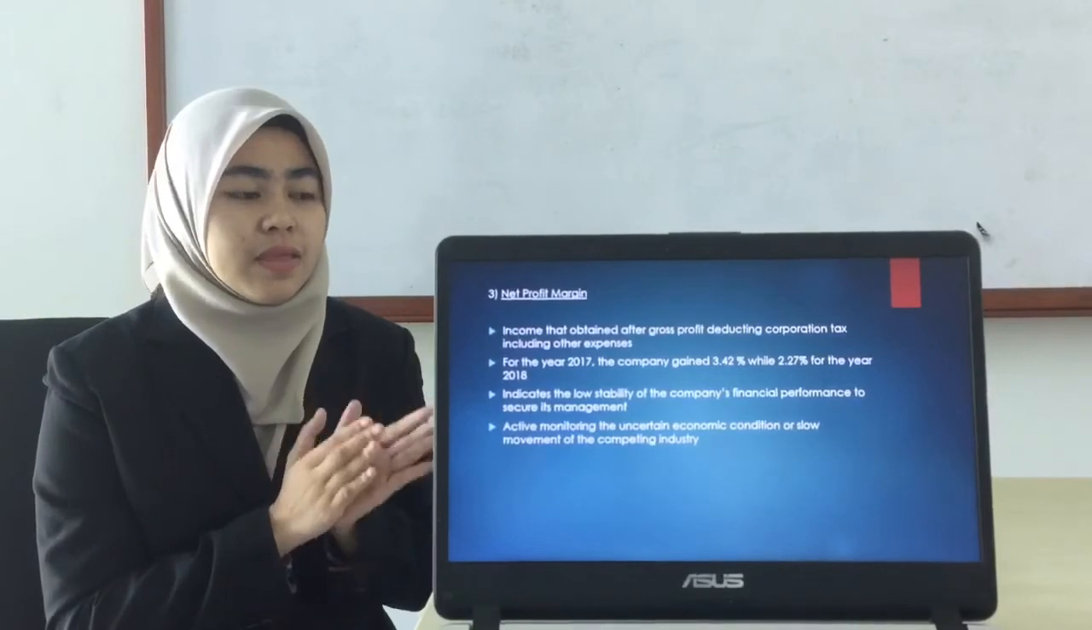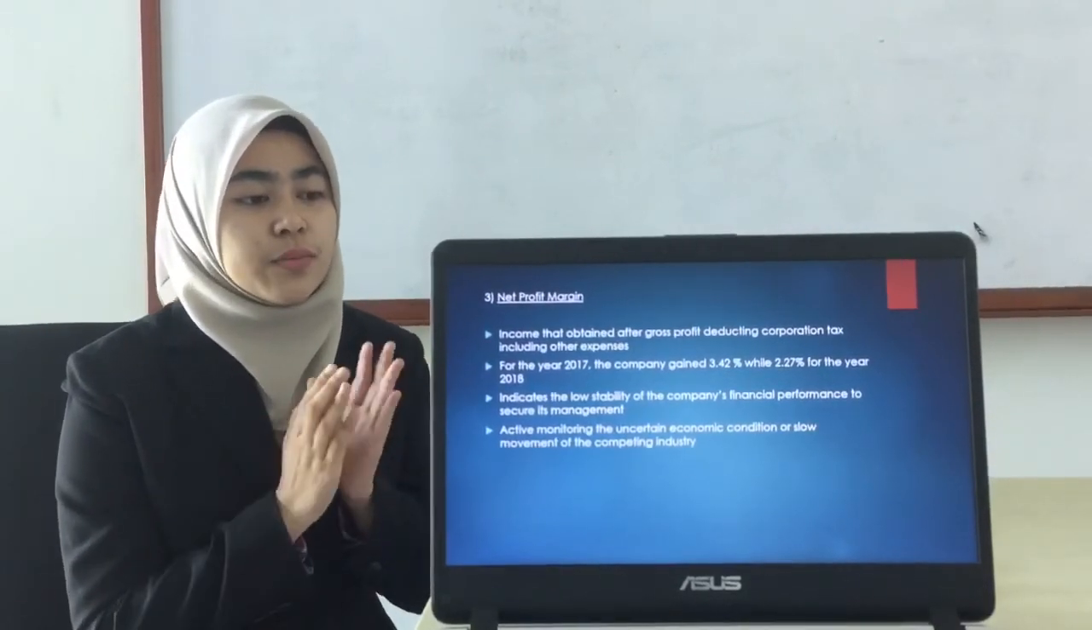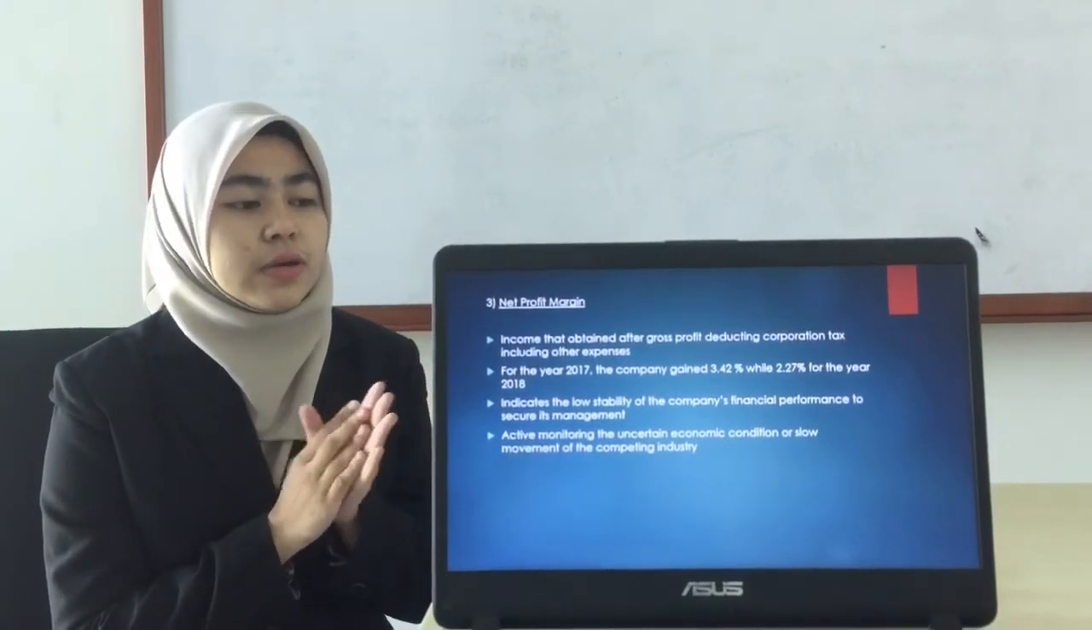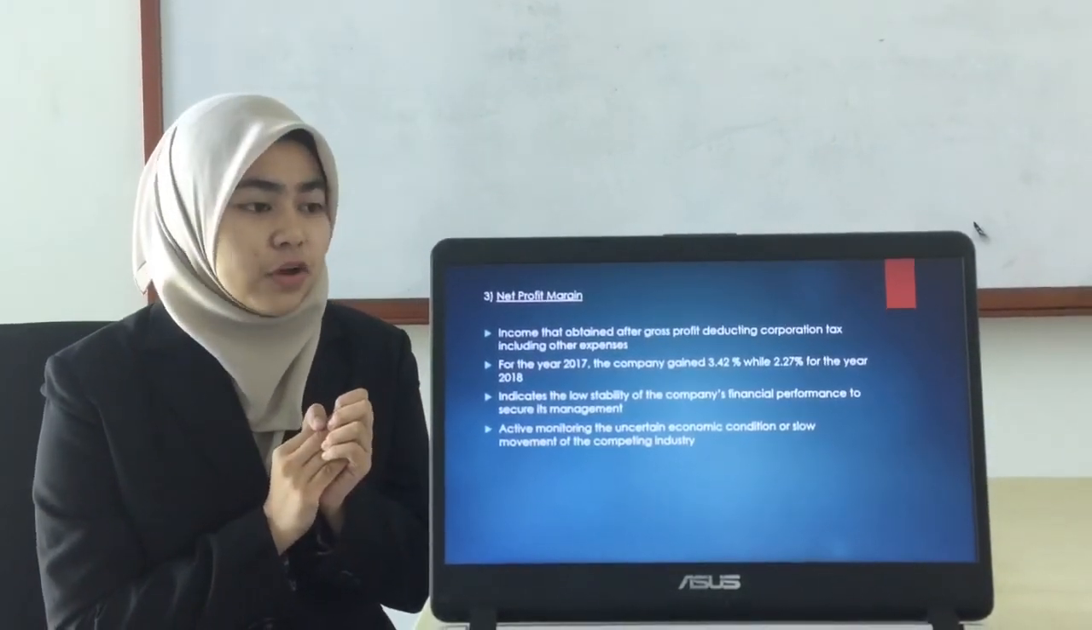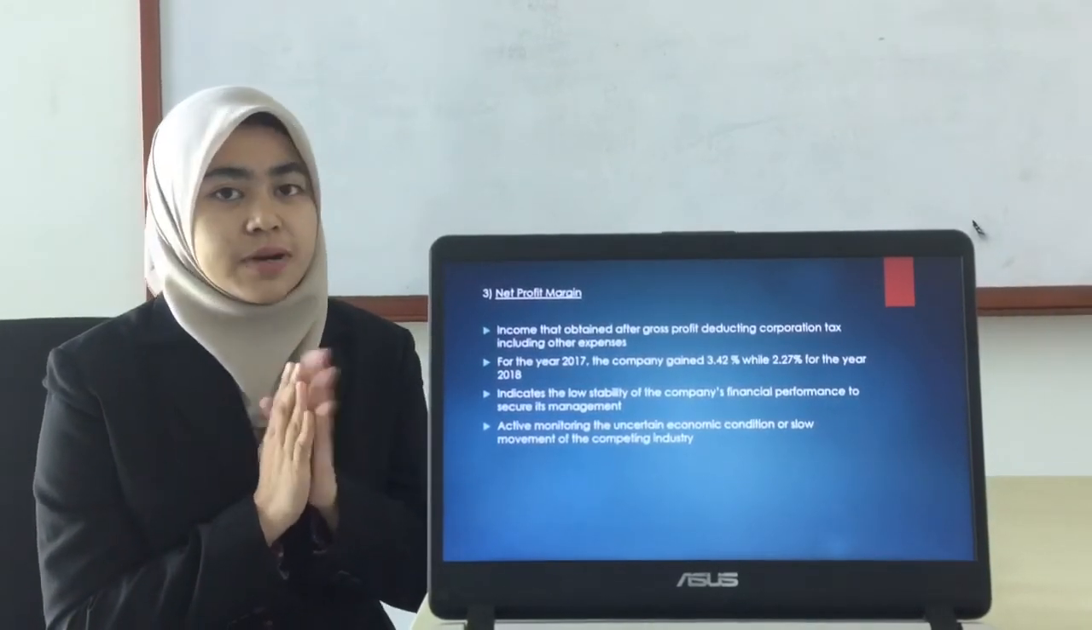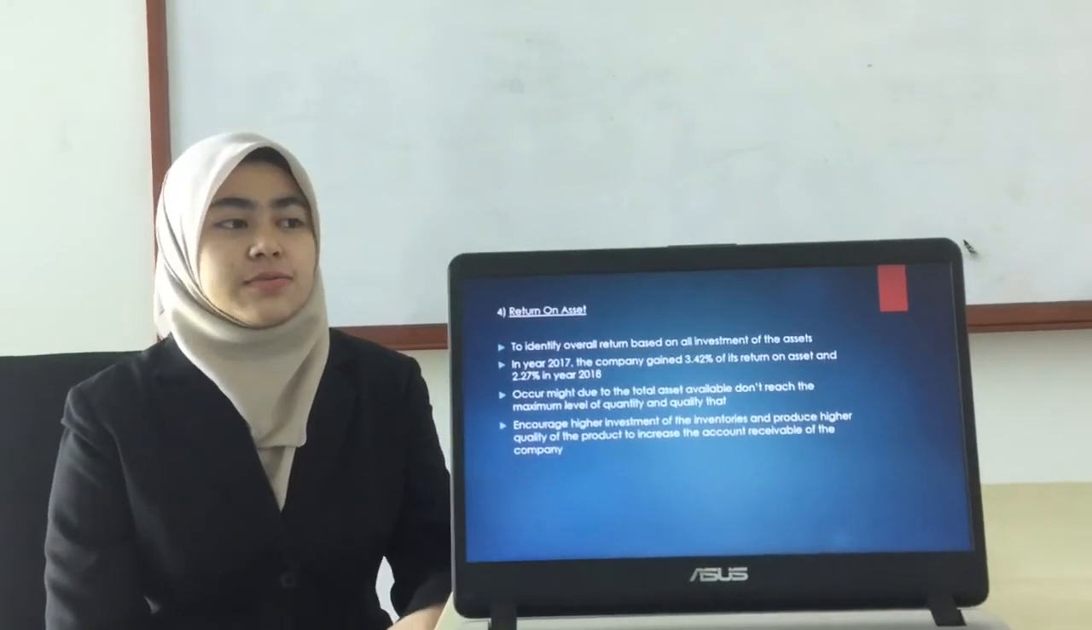For the recommendations, the company can actively monitor the uncertain economic conditions or the slow movement of the computing industry, as if not, it will lead to the ongoing negative net profit margin. The next ratio is return on asset.